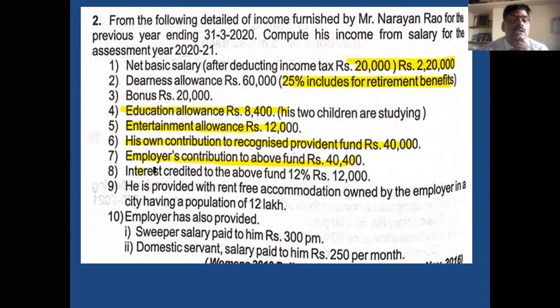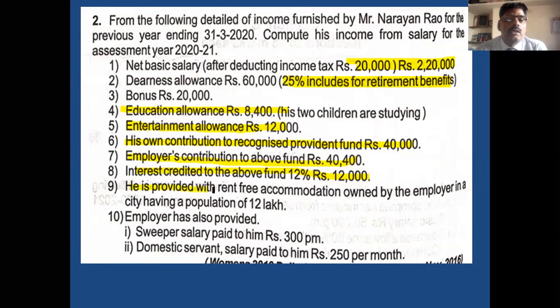And next is interest credited to the above fund, 12%. Interest credited to RPF, 9.5% is exempted. I already told. So you take 12,000 and deduct 9.5%. You take 12% and deduct 9.5%. Or you may calculate directly. You take 12,000 in the inner column, less exempted 9.5%. That is one type. Second type, you take the directly taxable amount. I will take the directly taxable amount.